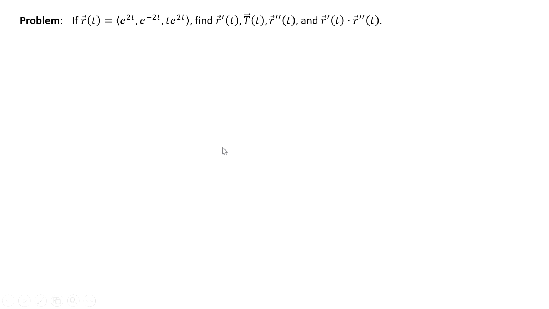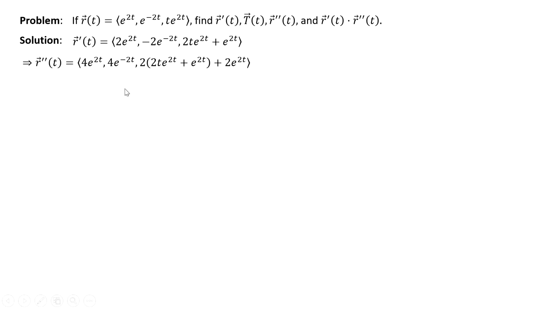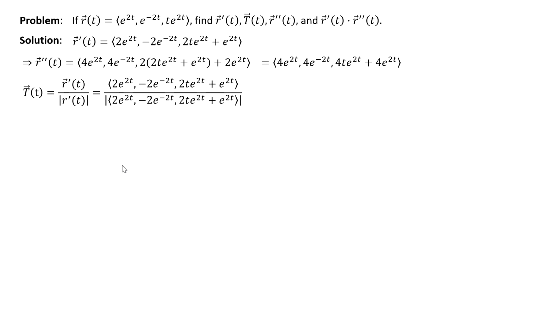R of t is this. Find r prime of t, T of t, r double prime of t, and r prime of t dotted with r double prime of t. I think this is a silly simple problem. You just keep finding all this nonsense. Take the derivatives and then take the cross product. You get r prime of t, r double prime of t. Just patiently work that out to get T of t, r prime of t.